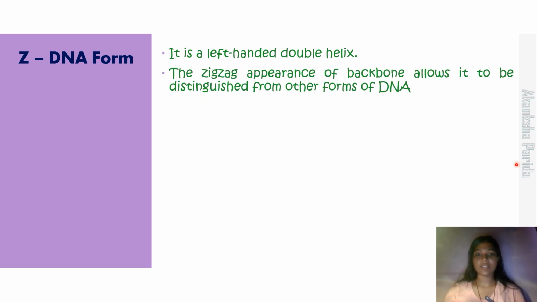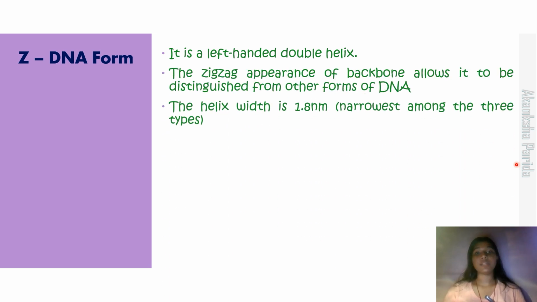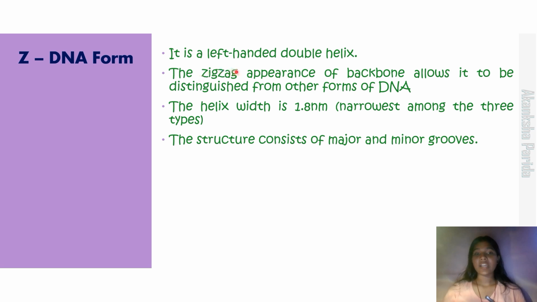So this is the Z-DNA form. It is a left-handed double helix and has a zigzag appearance of the backbone, which allows it to be distinguished from other forms of DNA. So it has a very different structure when we compare it with A and B DNA. The helix width is 1.8 nanometers, which is the narrowest among all three forms of DNA.